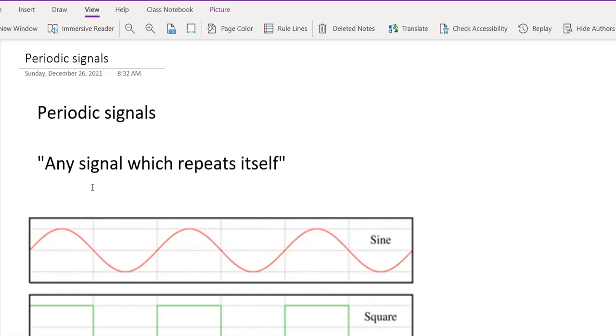Let's talk about periodic signals. Probably a very intuitive statement to most people when we think about periodic signals is that a periodic signal is any signal which repeats itself, right? So here are some examples.